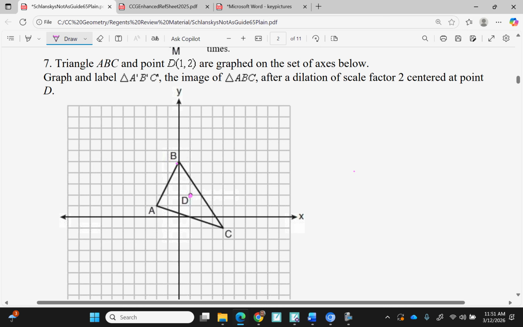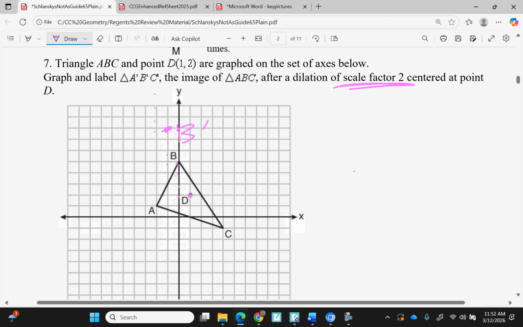How do I get from the center to point B? I go left 1, up 3. Do that the scale factor number of times, in this case twice. This counts as 1. Left 1, up 3 counts as 1. Left 1, up 3 counts as 2. That's B prime. If it was a scale factor of 3, I would go left 1, up 3 a third time, but it's not. I repeat the process for C.